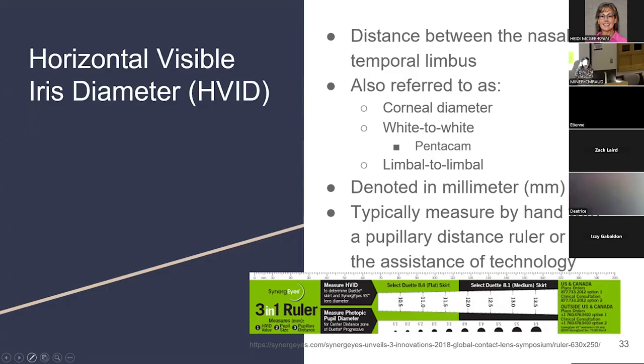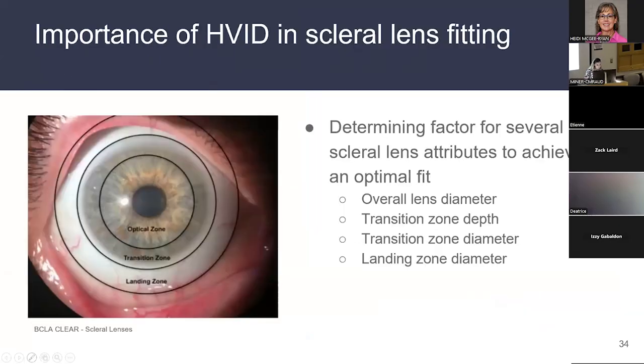Essentially, you just tell the patient, look straight ahead, put that right in front of their eye. You're measuring essentially the iris diameter. So just how big is their iris? Okay, great. And then you write it down. Why would this matter? It matters because it helps me to determine several factors and can also help me to troubleshoot a fit a little bit easier.